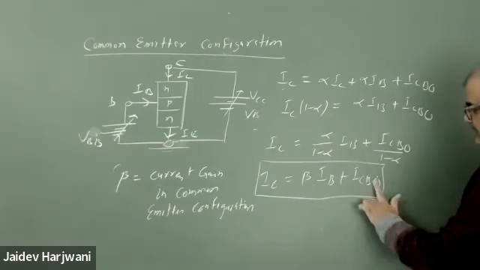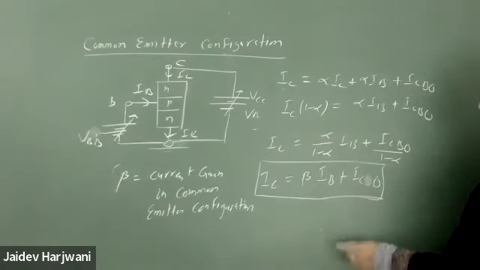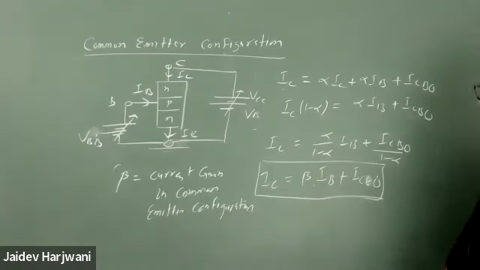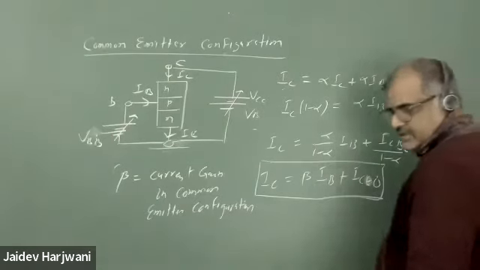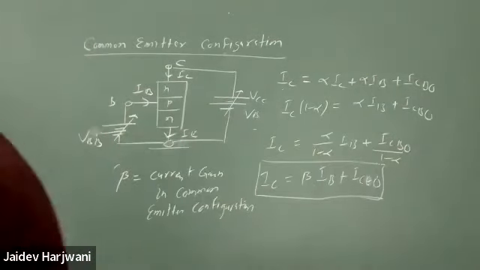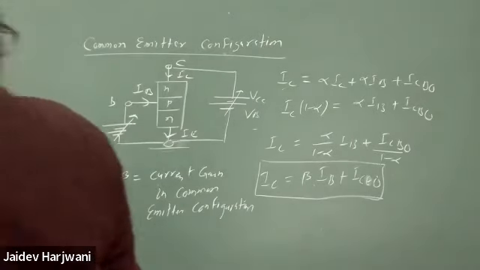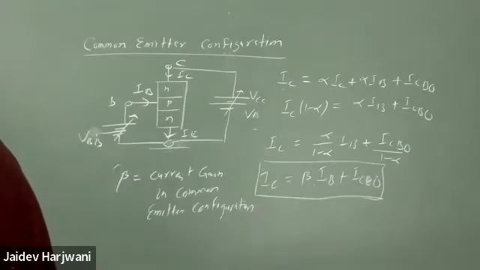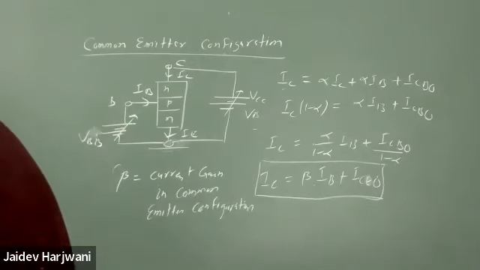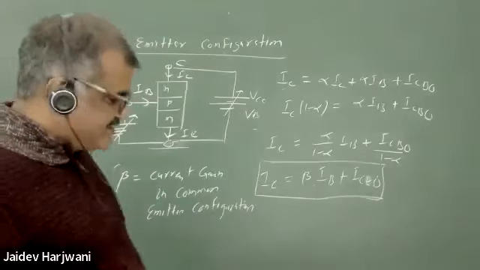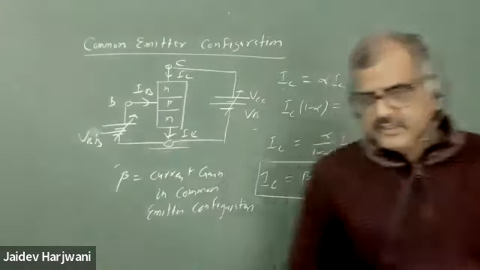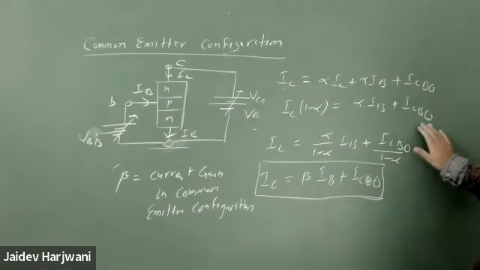Beta plus 1 relation. So you can write this as ICEO upon 1 minus alpha. Let me correct one thing I wrote wrong. It should come alpha upon 1 minus alpha. This is correct, beta. Just give me 1 minute. So IC equals beta IB plus ICEO. Is there any mistake now?